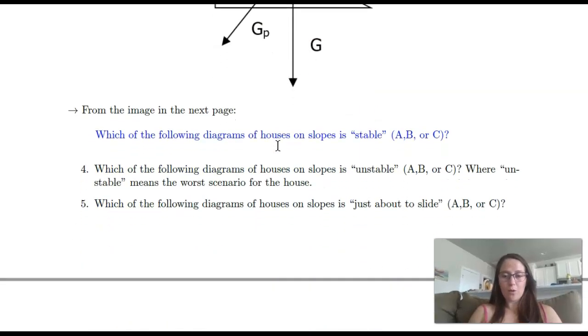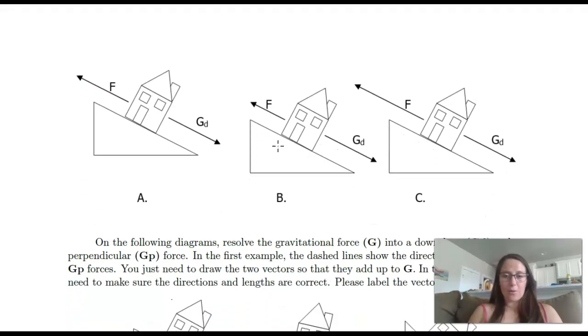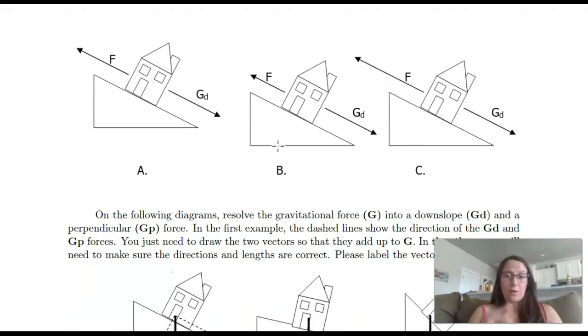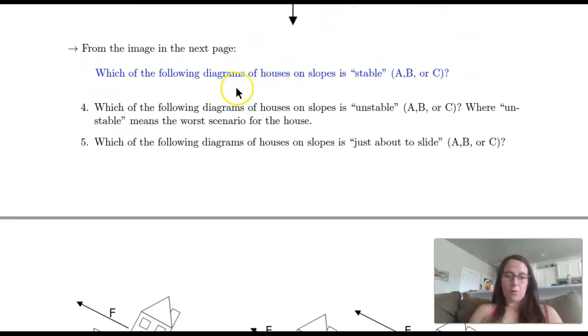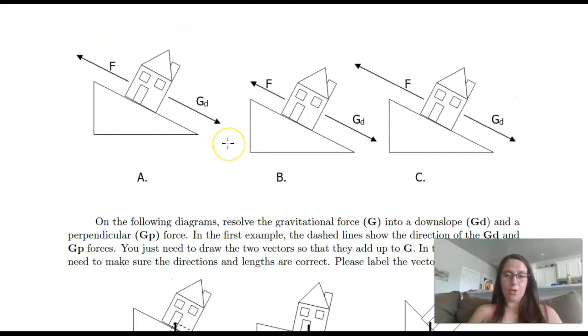Okay? So hopefully, by looking at these 3 images, you will see that the gravity downslope vector is the same for all 3 of them, but that the friction vector is different for all 3. So in one case, the friction vector will be the same length as the gravity downslope. In one case, the friction vector will be smaller, and in the other case, it will be longer. So you'll be able to answer this question and then 4 and 5 as well, which are actually on your quiz.